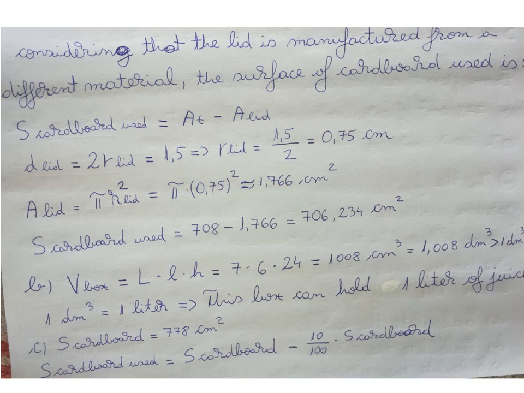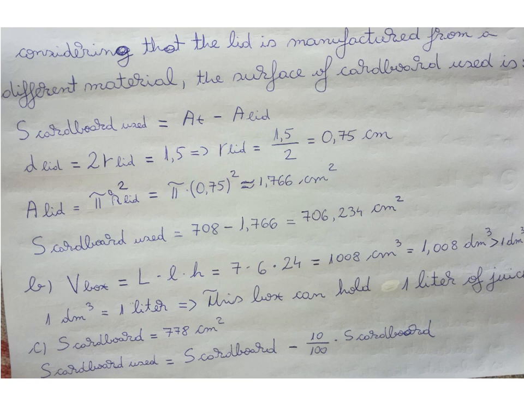B. The volume of the box is length times width times height, which is 1008 cubic centimeters, which is 1.008 cubic decimeters, which is greater than 1 cubic decimeter. We know that 1 cubic decimeter is equivalent to 1 liter, so this box can hold 1 liter of juice.